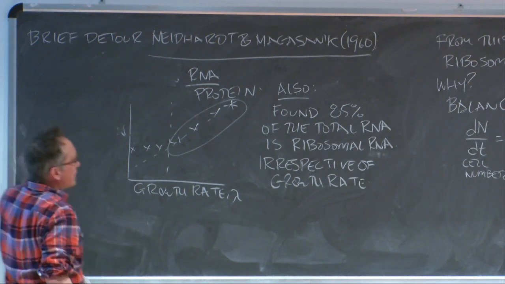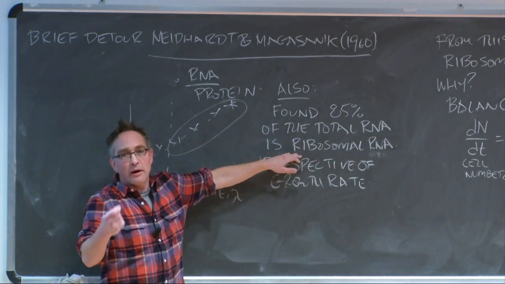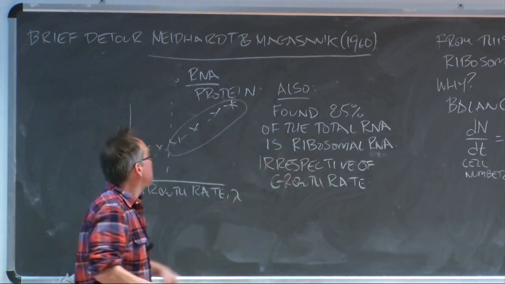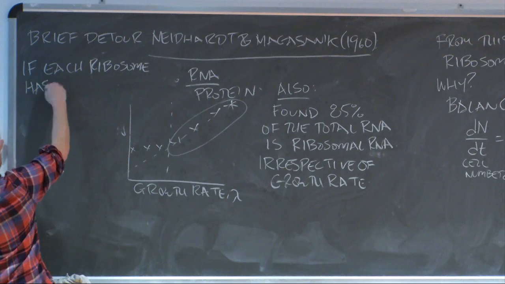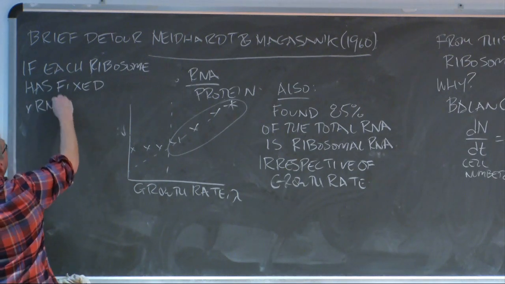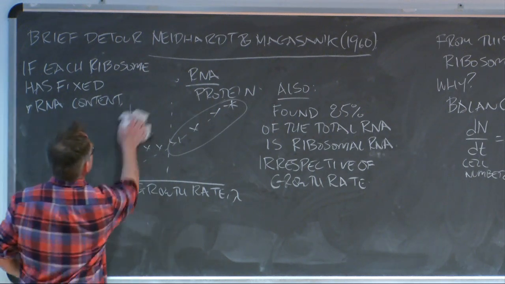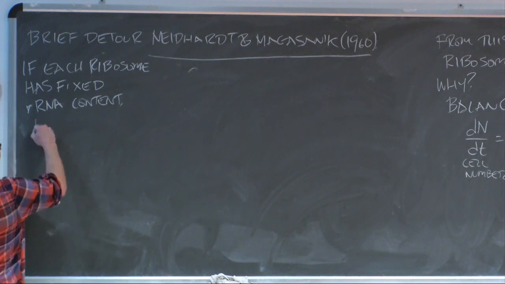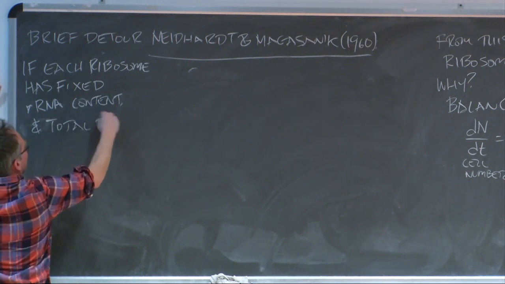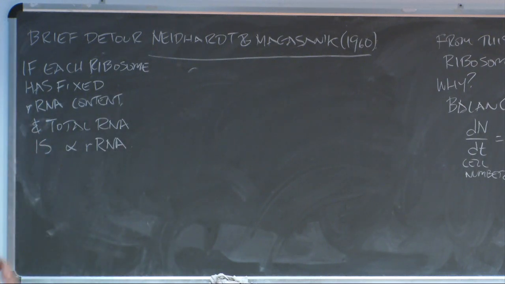And so then now they say, well, I know that the ribosomal RNA is a constant fraction of the total RNA. Now, if I assume that the ribosomal RNA content of each ribosome is fixed, which makes sense, I think. So if each ribosome has a fixed ribosomal RNA content, and the total RNA is proportional to the ribosomal RNA, then you can replace that number of ribosomes by mass of total RNA.